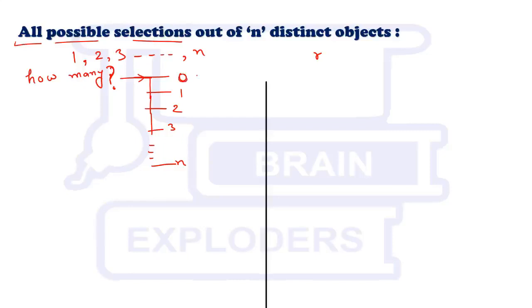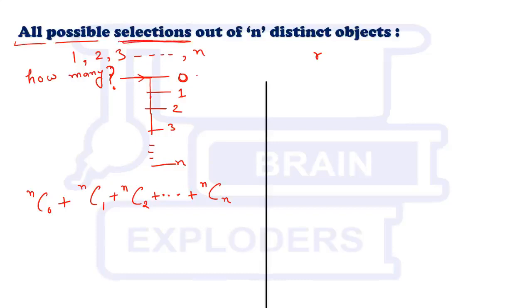In how many ways can we select 0 from n? It is NC0. In how many ways can we select one object from the given n objects? It is NC1. In how many ways can we select two objects from the n objects? It is NC2. And in this way, the last case is NCn. So these are all the possible ways of selecting something from n objects.